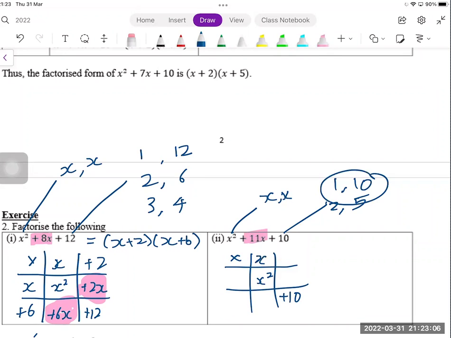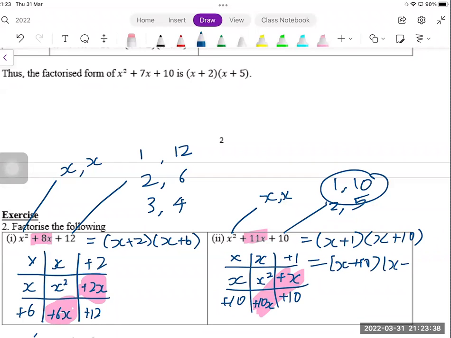So I can write my x plus 1, plus 10, so plus x plus 10x, which is correct. This corresponds to plus 11x. Then the final answer is x plus 1, x plus 10. There can be a question: can I write it as x plus 10 times x plus 1? The answer is yes. They are the same thing, because 2 times 3 and 3 times 2 are the same.